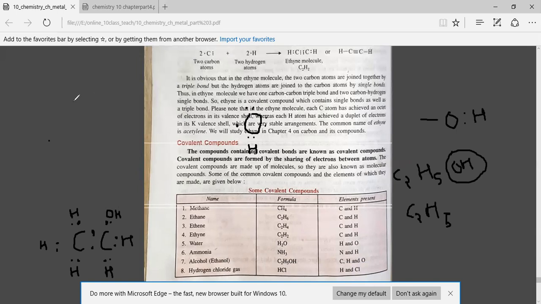So this is like C, this one sharing one pair of electrons between the carbon atoms, and sharing of one pair of electrons between the hydrogen and carbon, sharing of one between the hydrogen and carbon, this also. And this oxygen and this OH group will share one electron, the electron left unshared of this carbon atom.